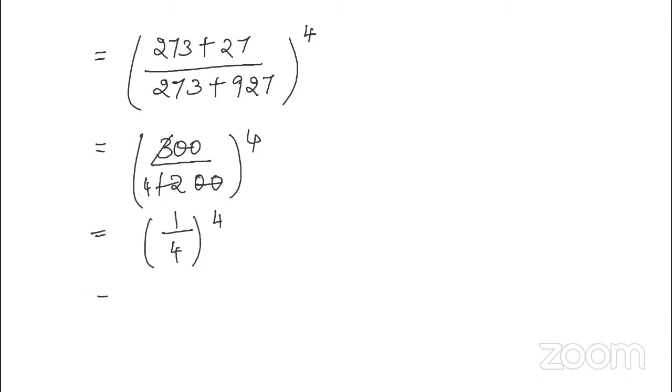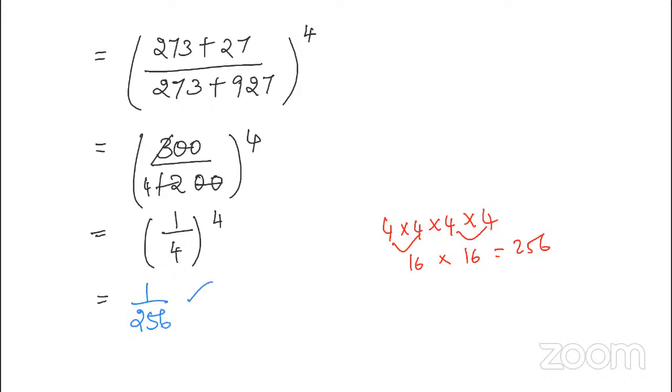Okay, the whole power of 4, that means 4 into 4 into 4 into 4. Here it is 16 and here it is 16. 16 into 16, 256. So 1 by 256. When we write this as a ratio, it is 1:256. So this is option D. Option D is the right one.